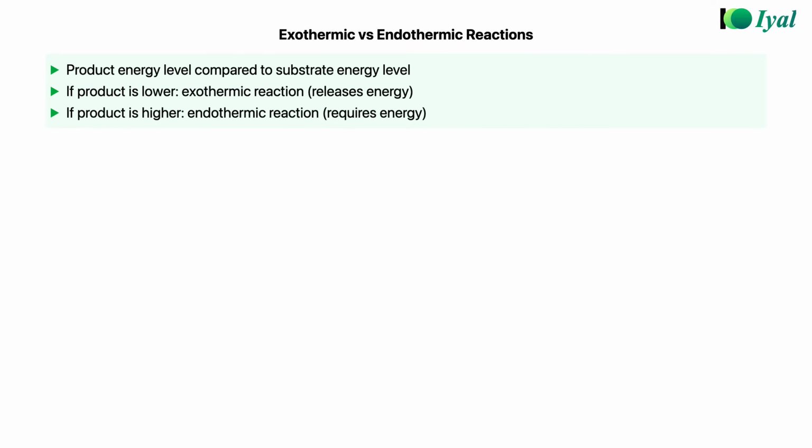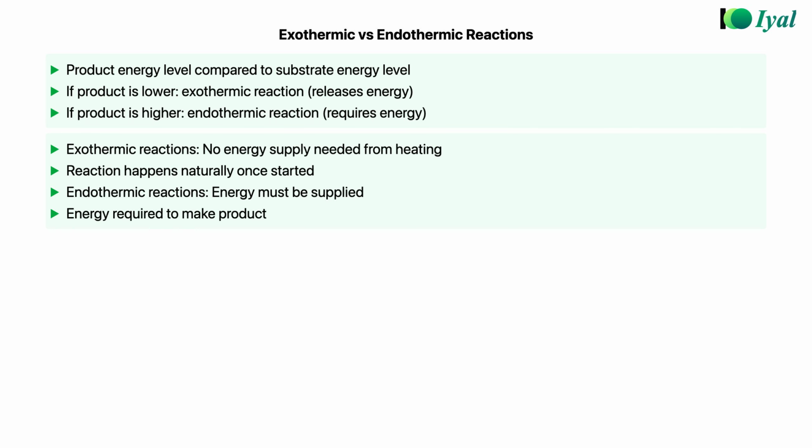On that energy diagram, compare where the product sits versus where the substrate sits. If the product is at a lower energy level, that's an exothermic reaction. It releases energy. If the product is higher, that's endothermic. It requires energy input. With exothermic reactions, you don't need to heat anything. Once it starts, it proceeds because the product is lower energy than the substrate. With endothermic reactions, you have to keep supplying energy to drive the reaction.